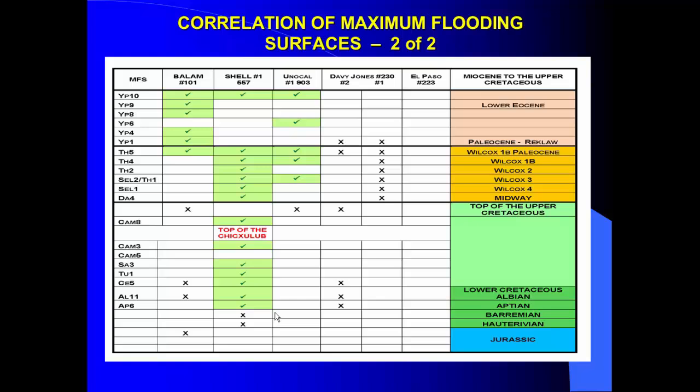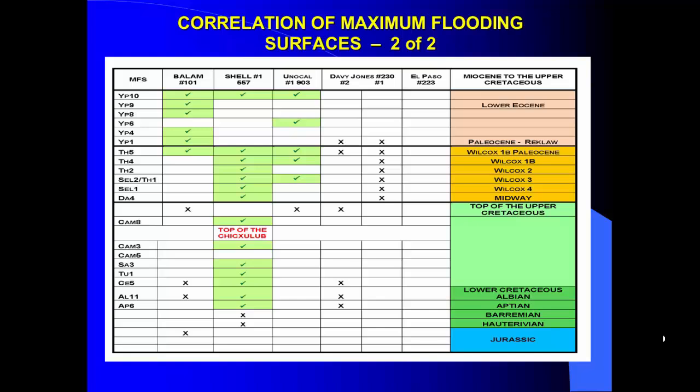And we found the Cretaceous in that Davy Jones #2. So we found Upper Cretaceous and Lower Cretaceous, Aptian, Albian in that well, but we didn't find anything older. And the only well that we found anything older in was the balm, and that was Jurassic.